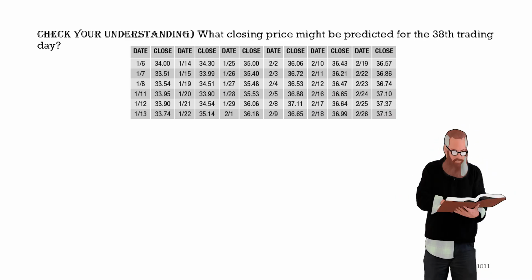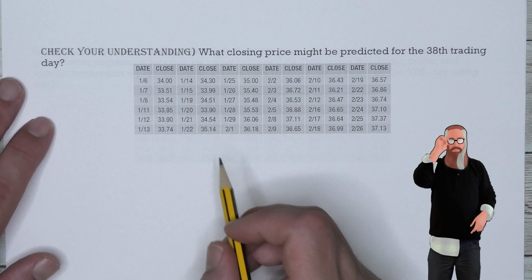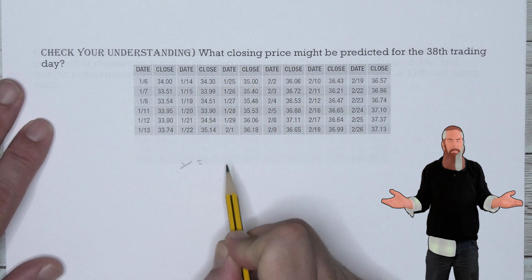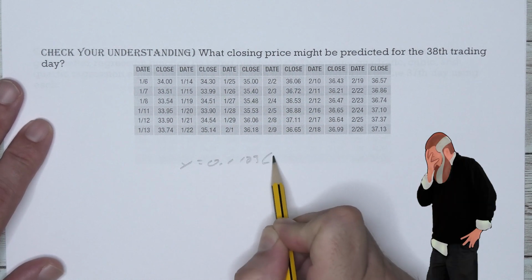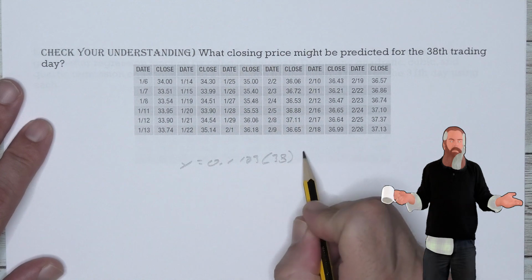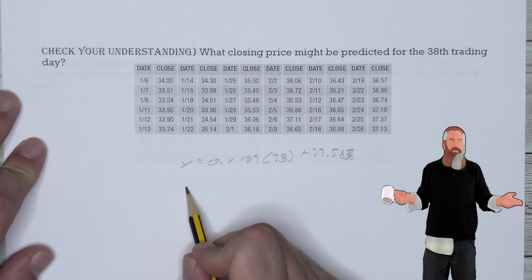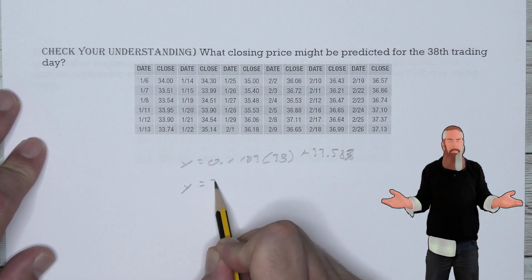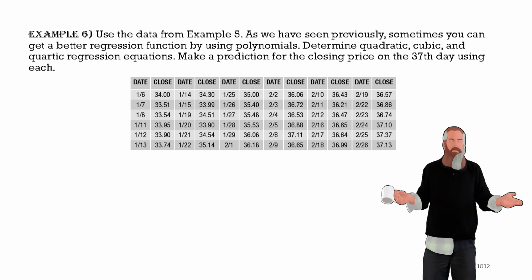Let's check our understanding of this. What closing price might be predicted for the 38th trading day? Well, we're simply going to use that formula, y equals 0.1123 times 38 plus 33.583. This is going to give us y equals 37.85. Use the data from example 5.